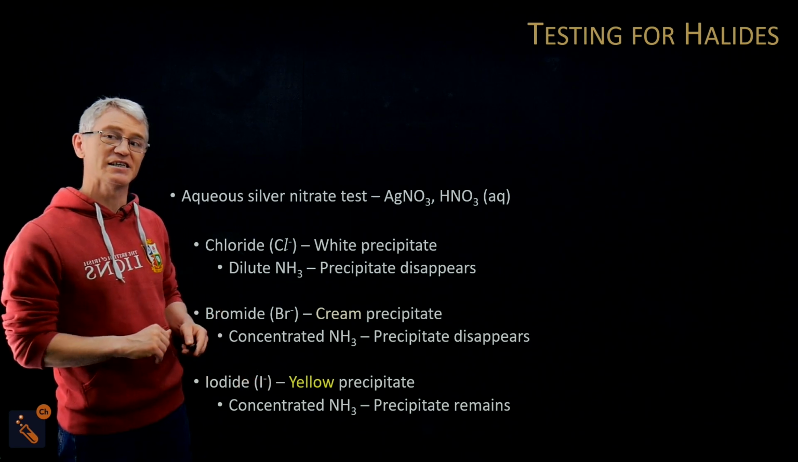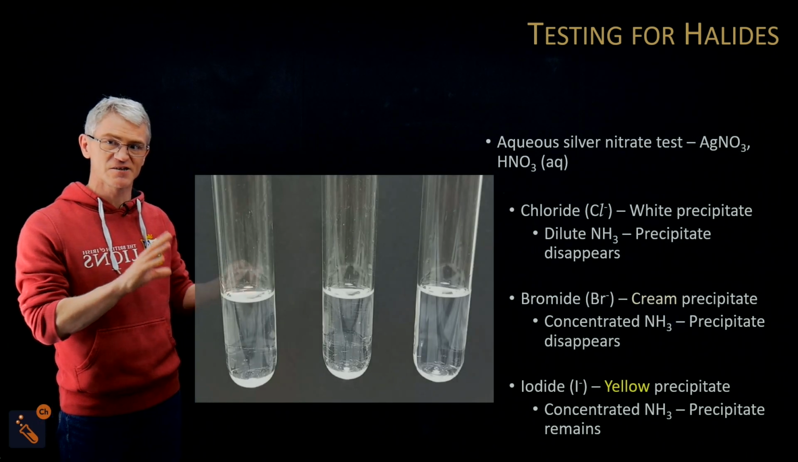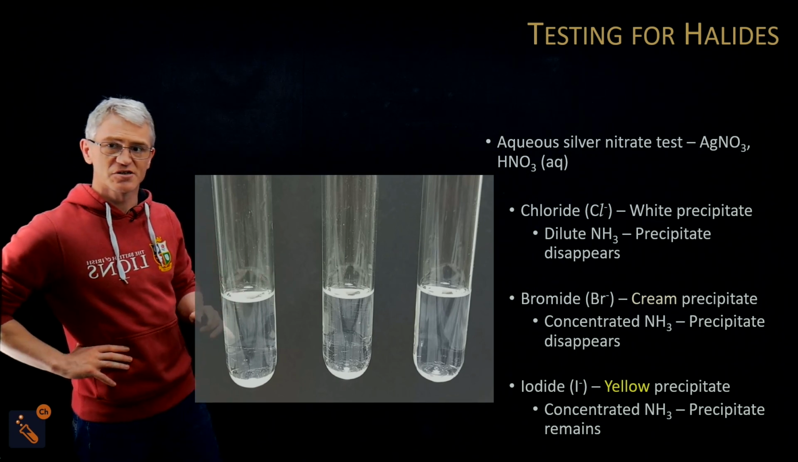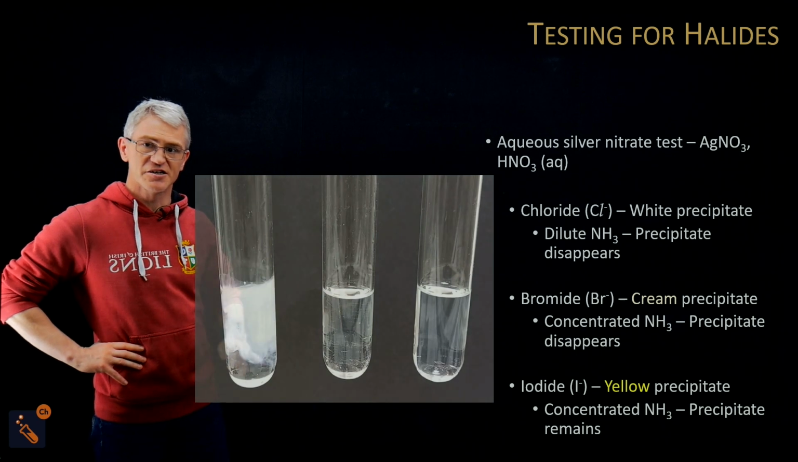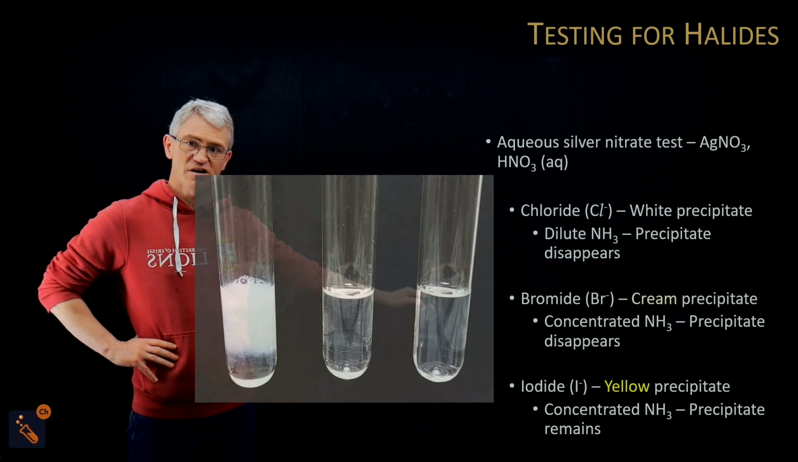We're going to go through a question at the end that really does use this, but let's look at this happening in a video. So you've got 3 tubes here: you've got a chloride, a bromide, and an iodide.